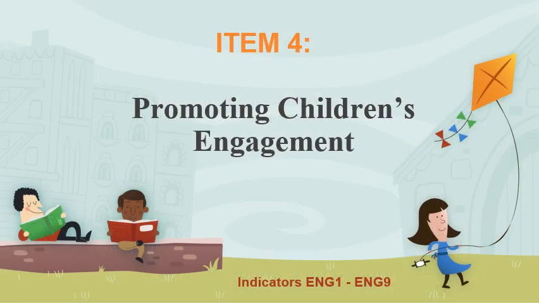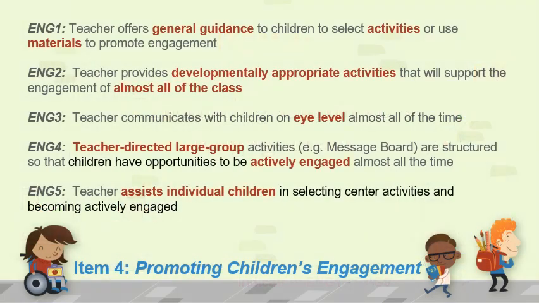Item 4, promoting children's engagement, has 9 indicators. ENG1, teacher offers general guidance to children to select activities or use materials to promote engagement. For example, you might say, you could build a tall tower with the blocks. Remember to consider their interests, experiences, and developmental levels.